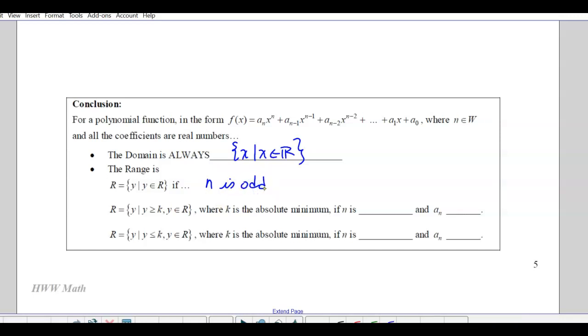Okay, it will be y greater than k, where y is the absolute minimum. That will be if n is even, and the leading coefficient. So y is greater than, it means it's opening up. So the leading coefficient has to be greater than 0. And then this would be even, where the leading coefficient is less than 0.